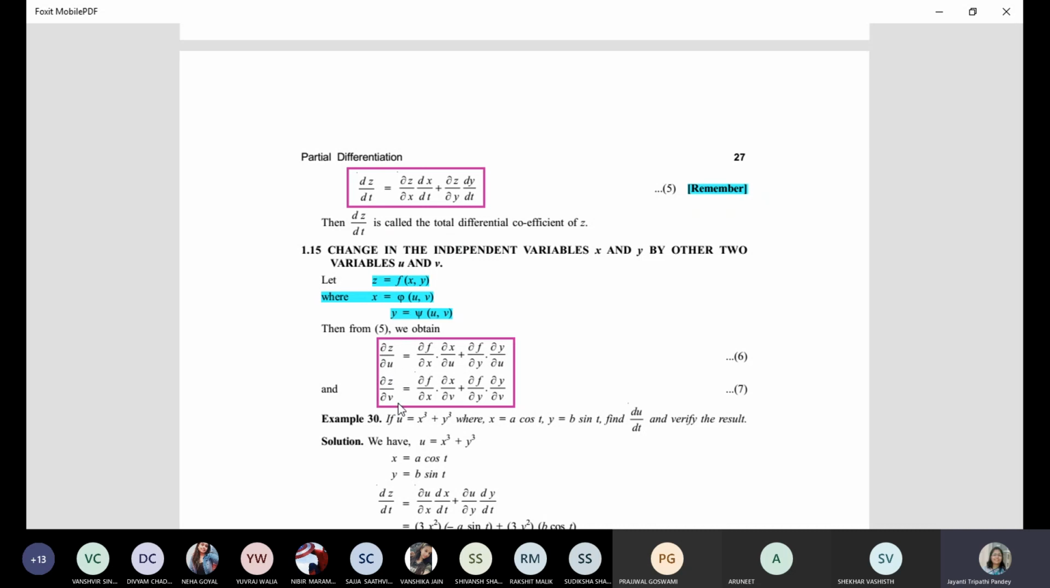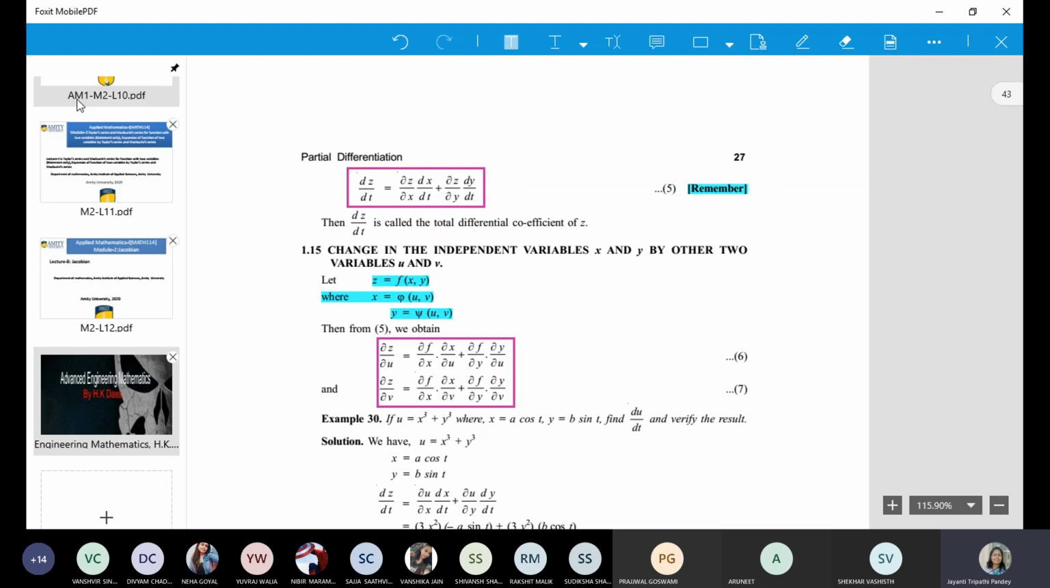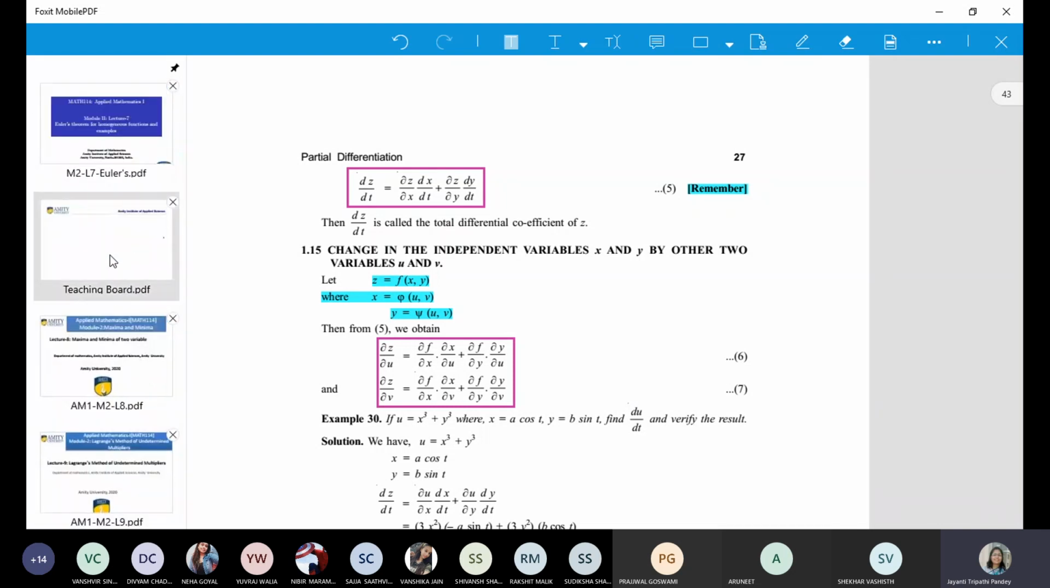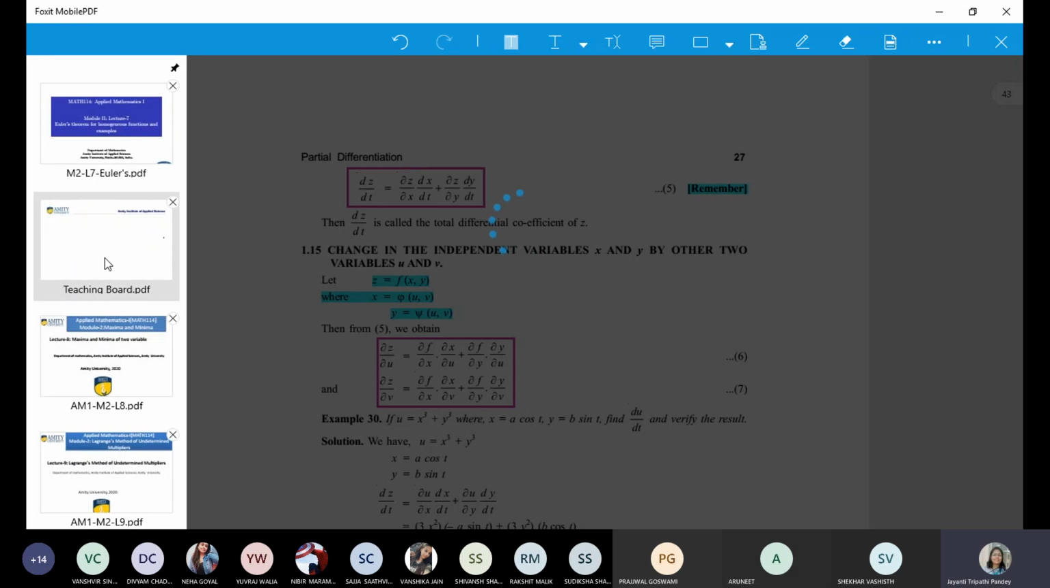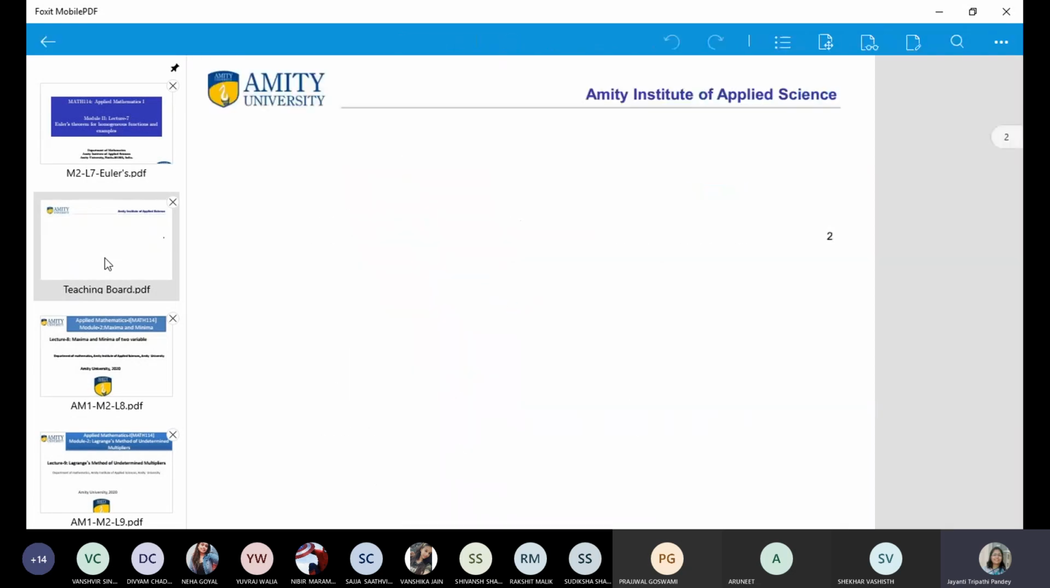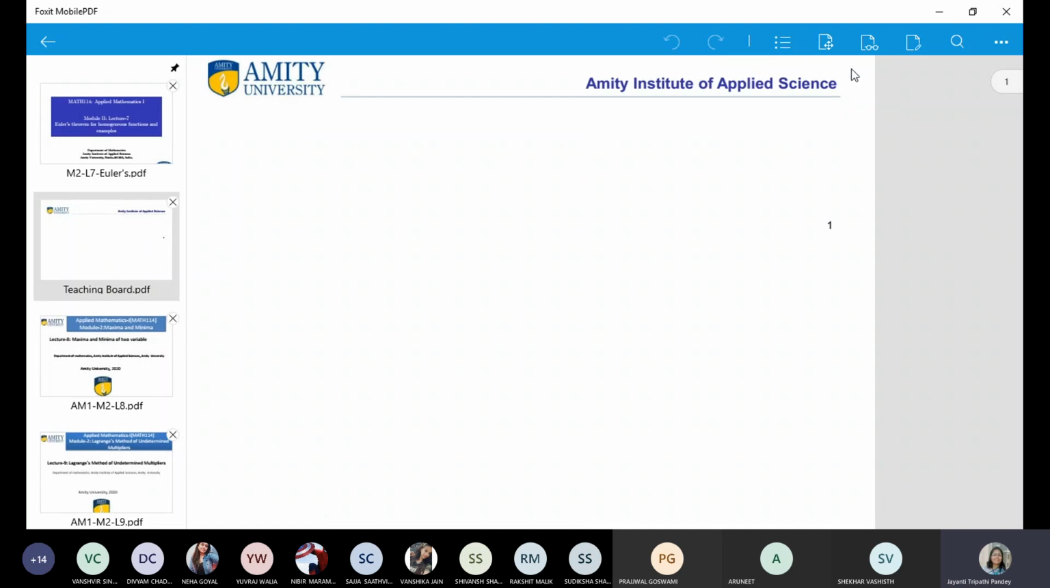Now we will take up one question at a time and try to solve it. First you write this question. I hope you have written all the formulas. Now let's try and solve some questions and see how we get it. Write the first question.